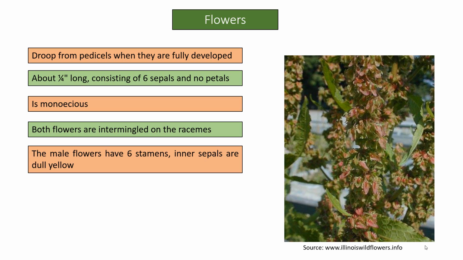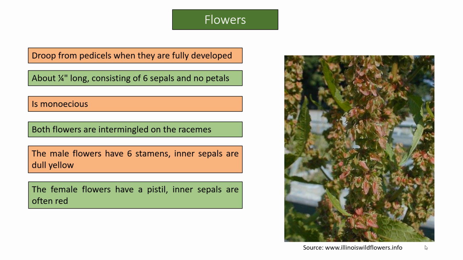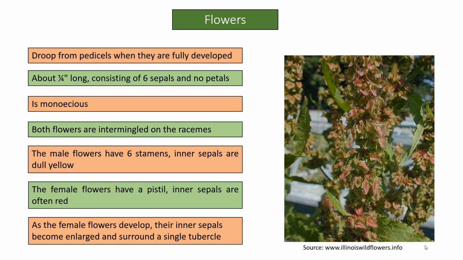The male flowers have 6 stamens and inner sepals that are dull yellow, while the female flowers have a pistil and inner sepals that are often red. As the female flowers develop, their inner sepals become enlarged and surround a single tubercle, or hard-coated seed.